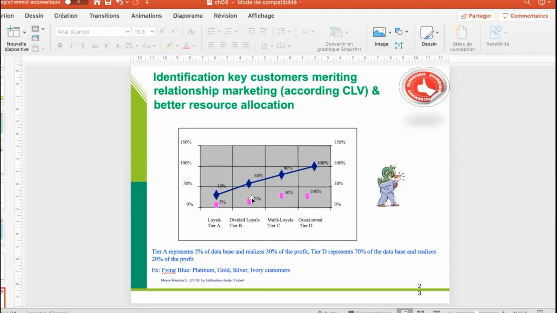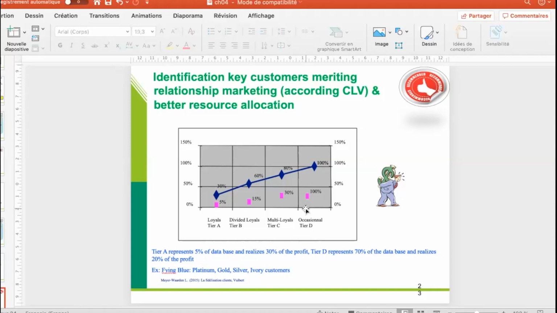of growth for these divided customers, as you have for multi-loyals, because they buy in 3 different stores. So if you make them switch the customer share of wallet from the competitive stores to your store or to your brand, then you also have big potential of growth. But this means that by focusing only on 30% of your customers, you get 80% of your revenues. And for this last tier, the tier D, or the ivory customers, you do not have to spend anything on them, because they bring you very few revenues.